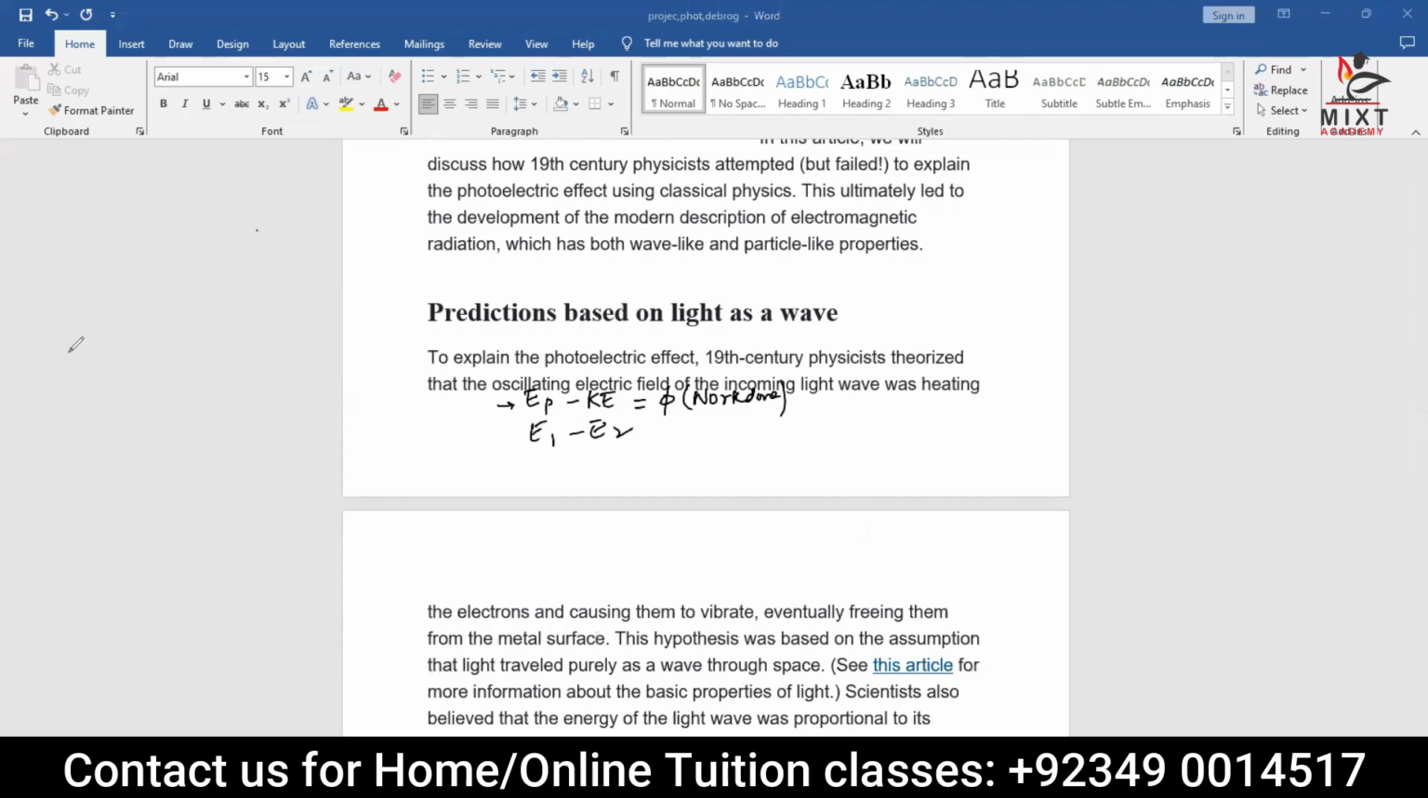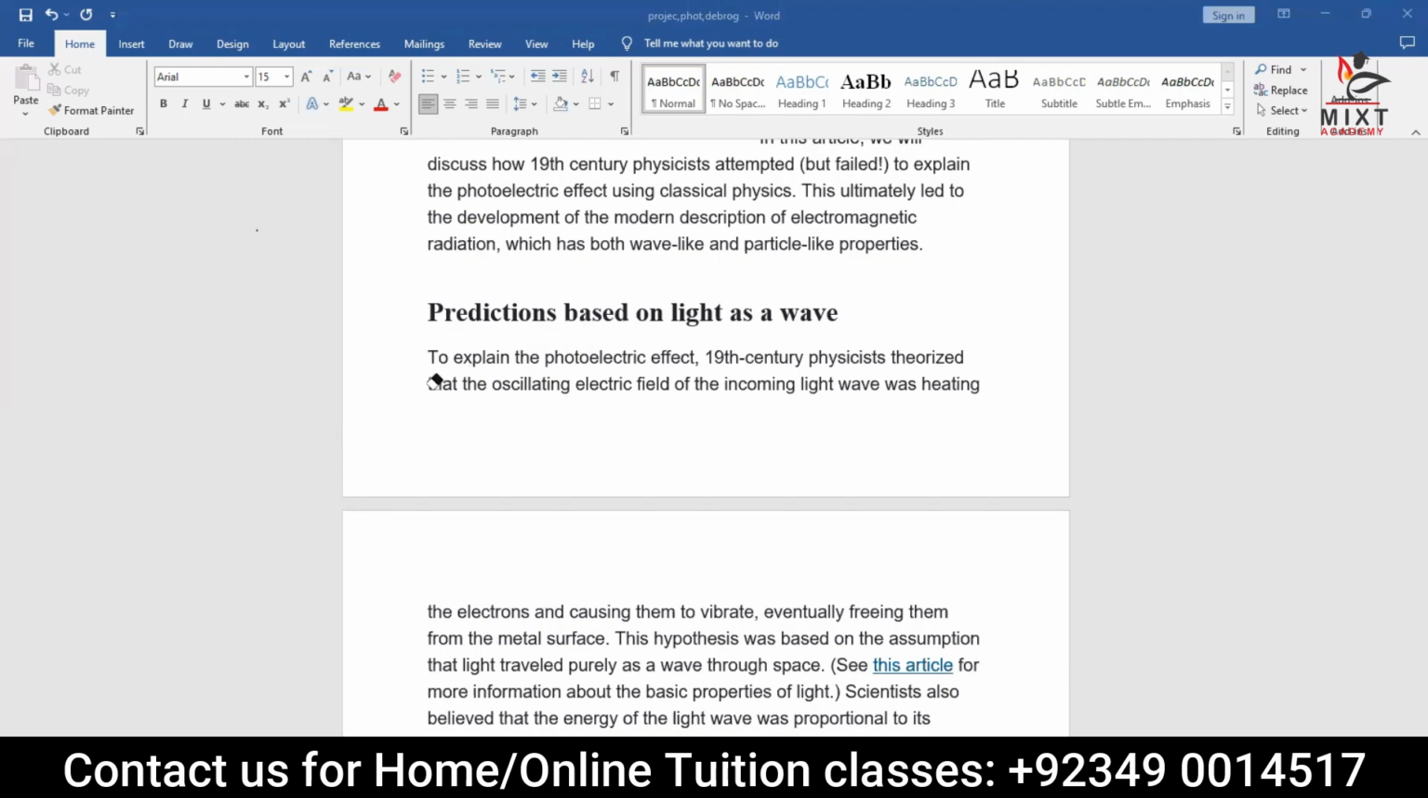Now, prediction based on the light. What was the heading you just put? The heading was prediction on the photoelectric effect results. Predictions on the photoelectric effect results. Put a heading this and write the first point.